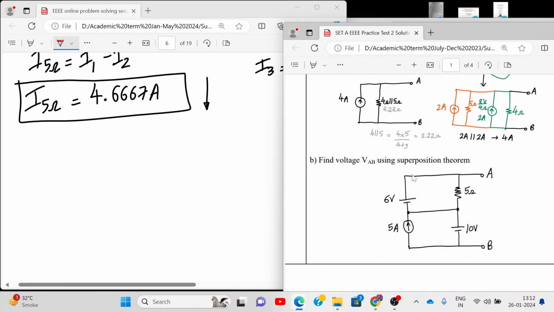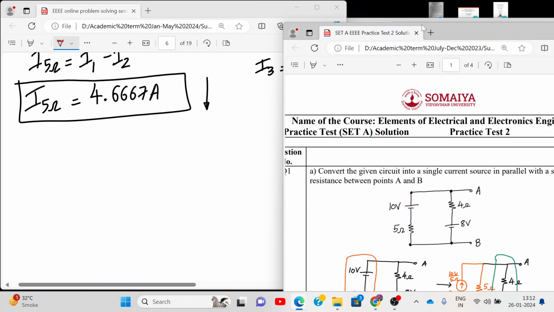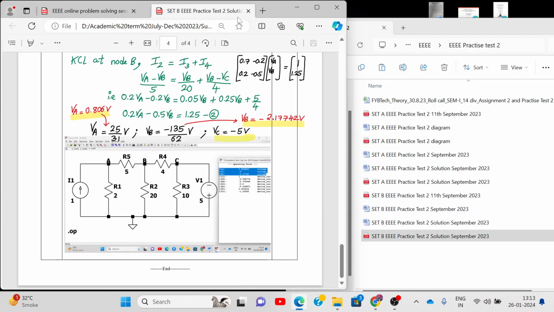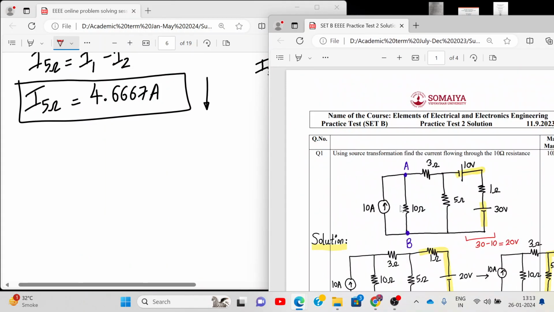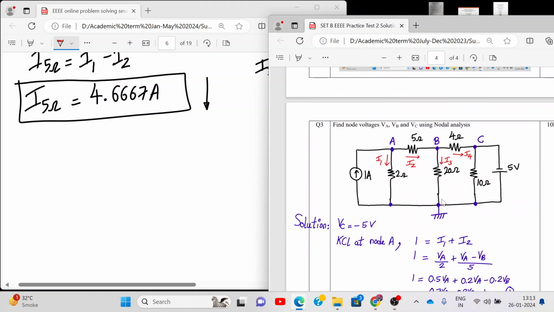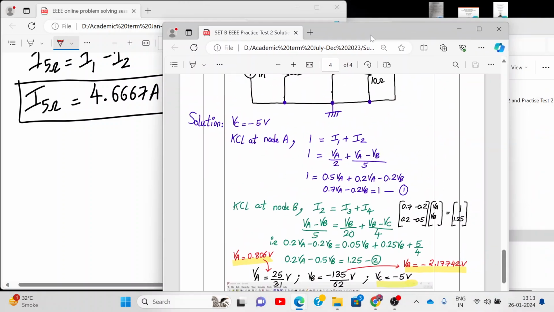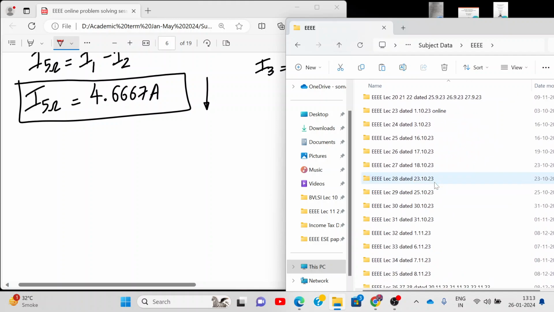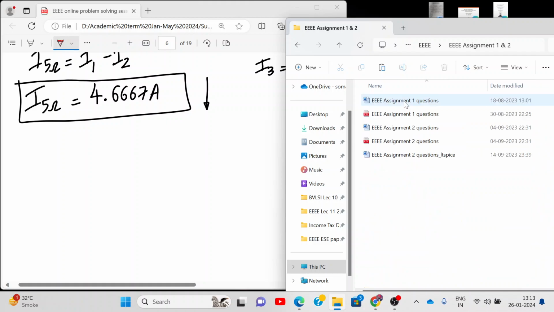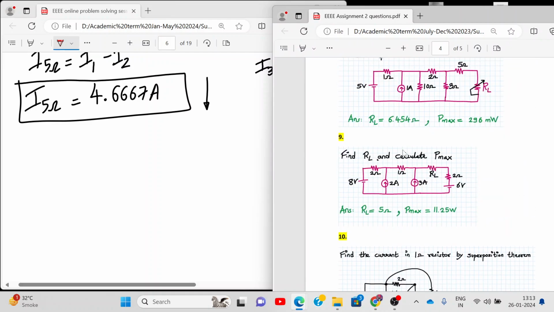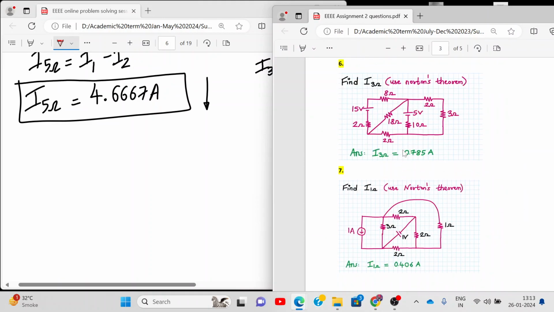I'm checking if I have a Norton's theorem paper on. Oh, this is practice test number 2. Superposition, Nodal, Norton's theorem. I've given them assignment. Let me check. Assignment 1 and 2. Here it might be. Okay. Maximum power, Norton's theorem.